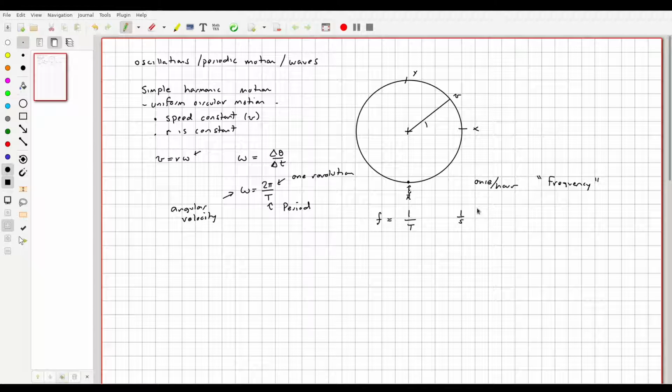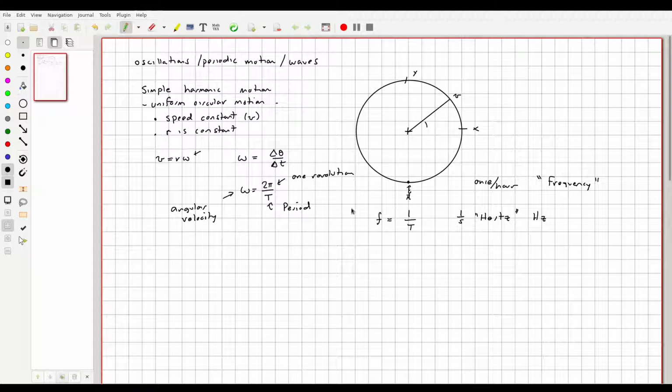And 1 over seconds is called hertz, just like the rental car. So, hertz, abbreviated Hz. All right.